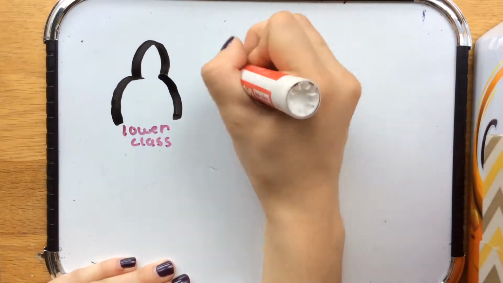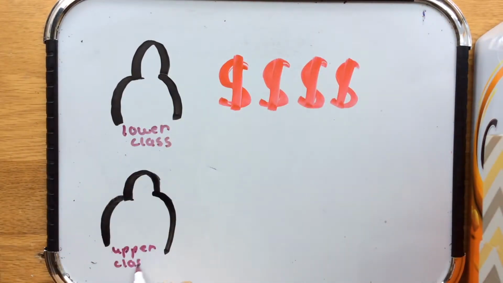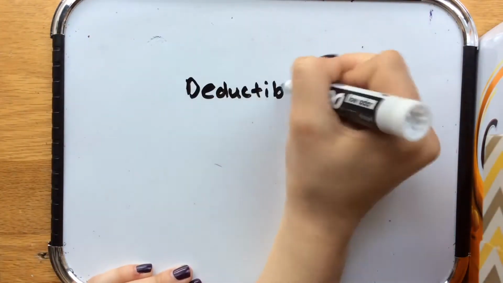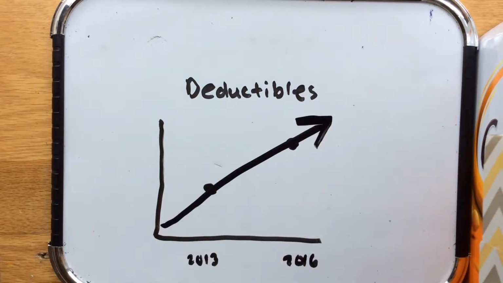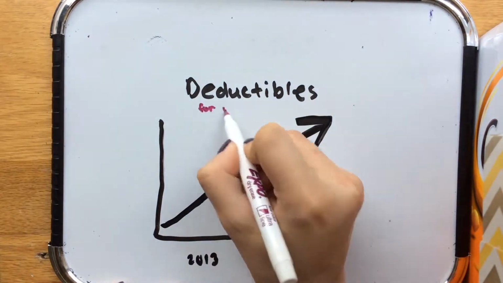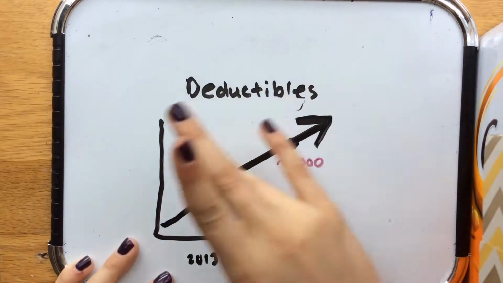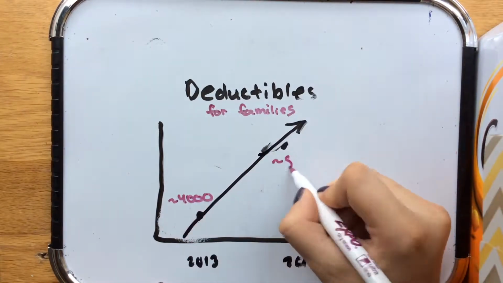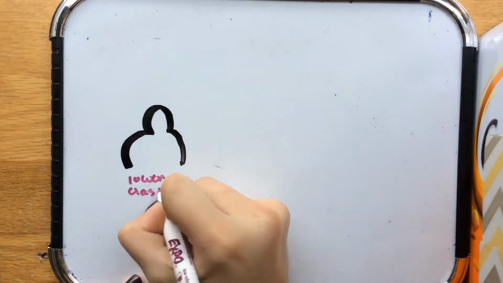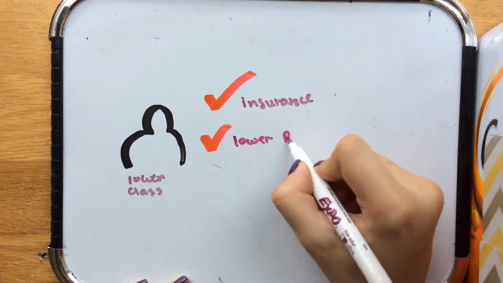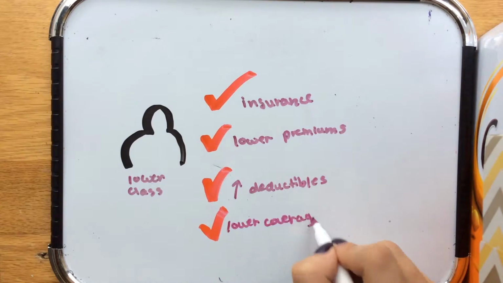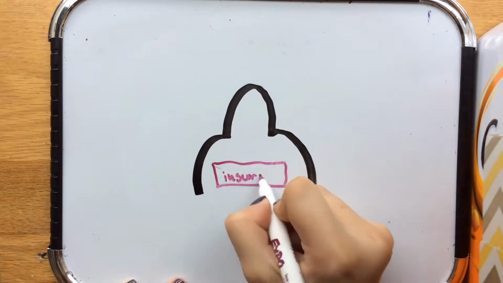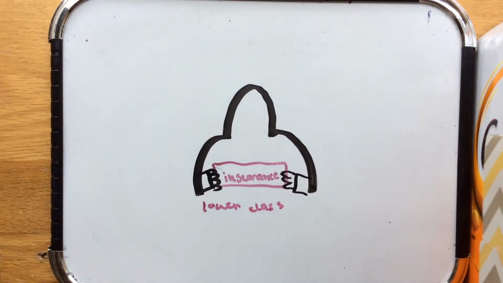Someone in the lower class pays a lot of money before they reach their deductible. Someone in the upper class pays a lot per month and gets their coverage faster. Not only that, but deductibles have increased. For individuals, it's increased by $1,000, and for families, it's pretty much doubled. So someone in the lower class who picked a lower plan does have insurance and lower premiums, but has higher deductibles, lower coverage, and deductibles are also rising. And this is all just so they can say that they do have insurance.